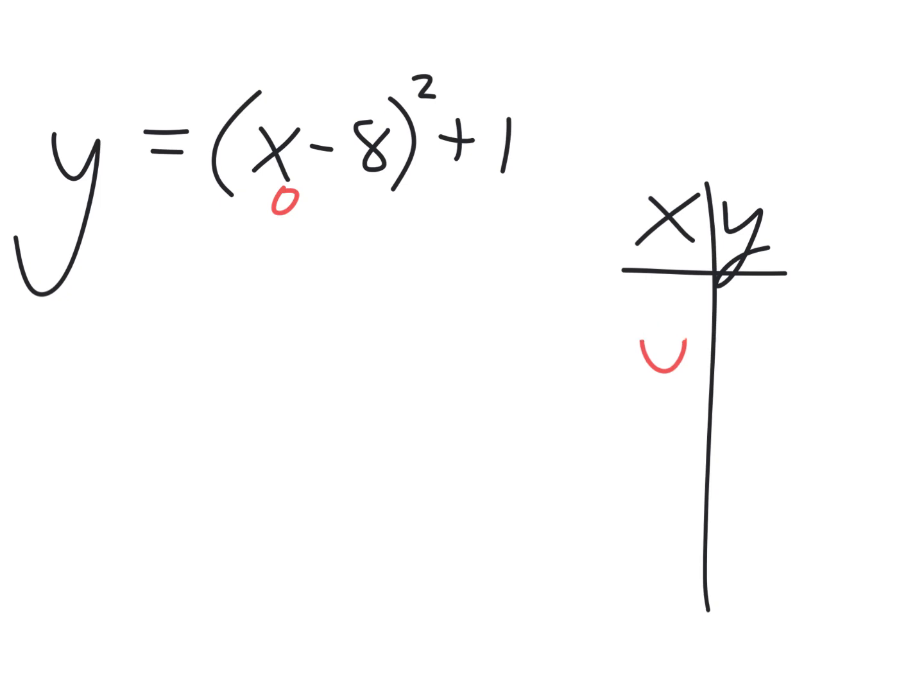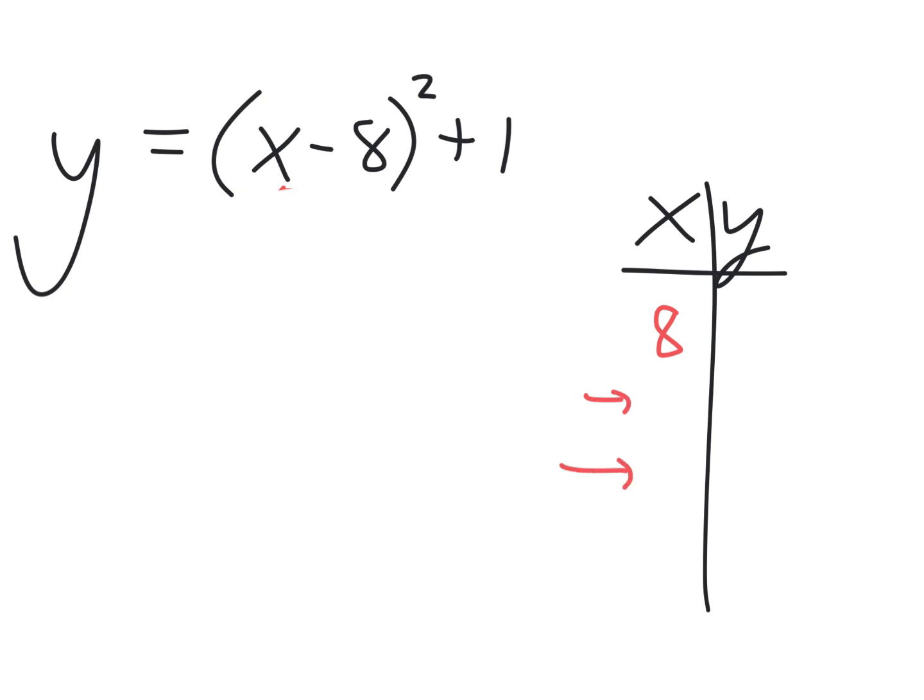8 would be a genius number to put in. Stick in x as 8, and you'll get an easy y value. And then hint, if 8 was good, things near 8 are going to be good. Like 7 would be good. Like 9 would be good. So pick a few more.